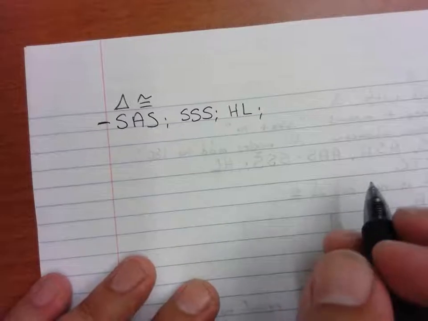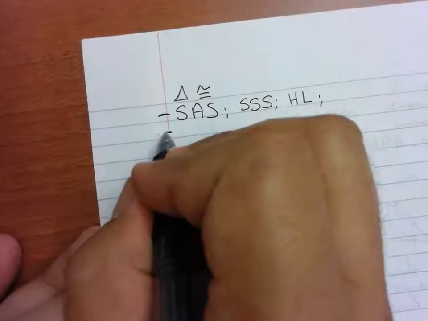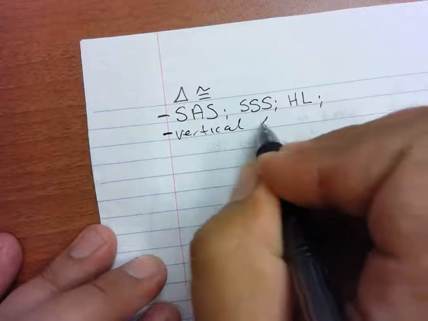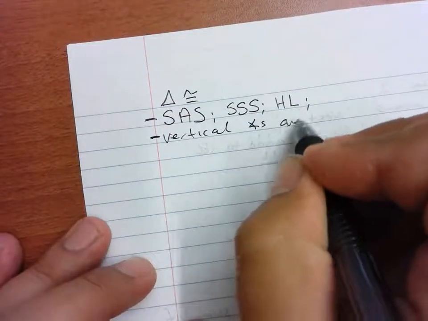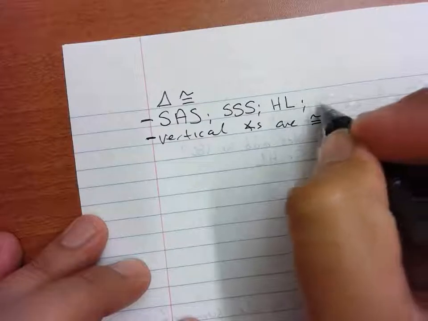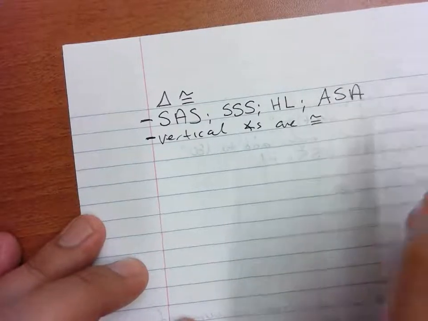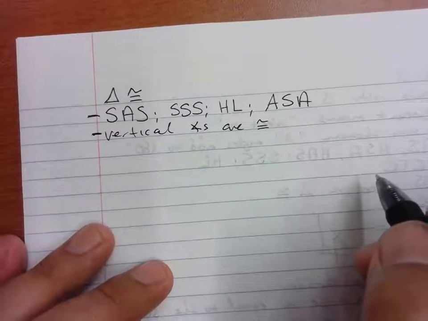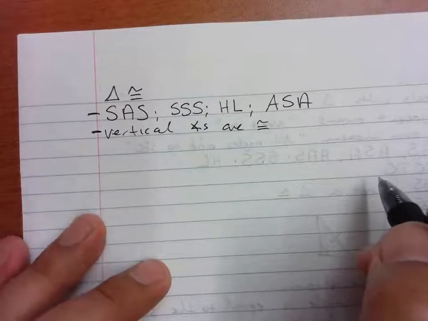Okay, vertical angles. Vertical angles are congruent. Angle, side, angle. There's one more. No, there's none. There's 5. I see 4, so that means there's one more. SSA.